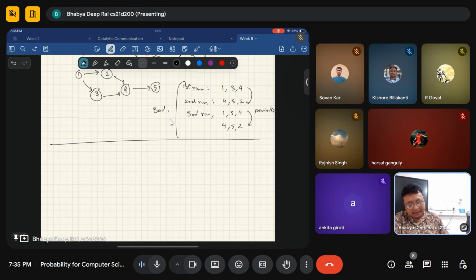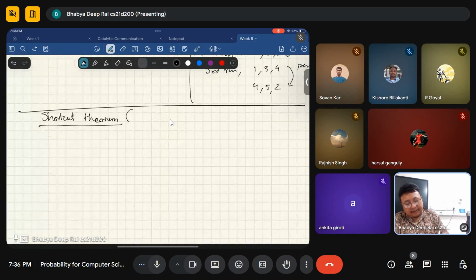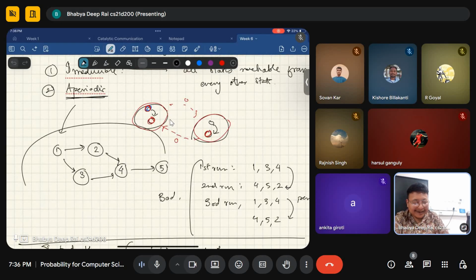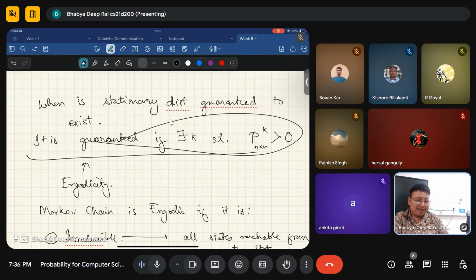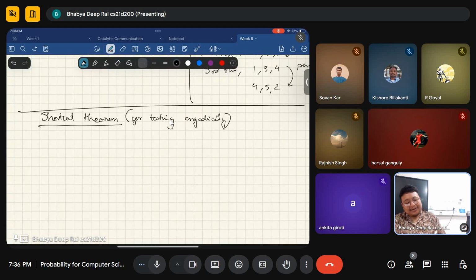Now let me give you a shortcut. There's a shortcut theorem. I don't recall by whom. Shortcut theorem for testing ergodicity. Because this relies on empirical runs, no? And this is also a very empirical thing that I keep powering. When do I stop? And check that it does not become a null matrix, right? So here's the shortcut theorem for testing ergodicity.